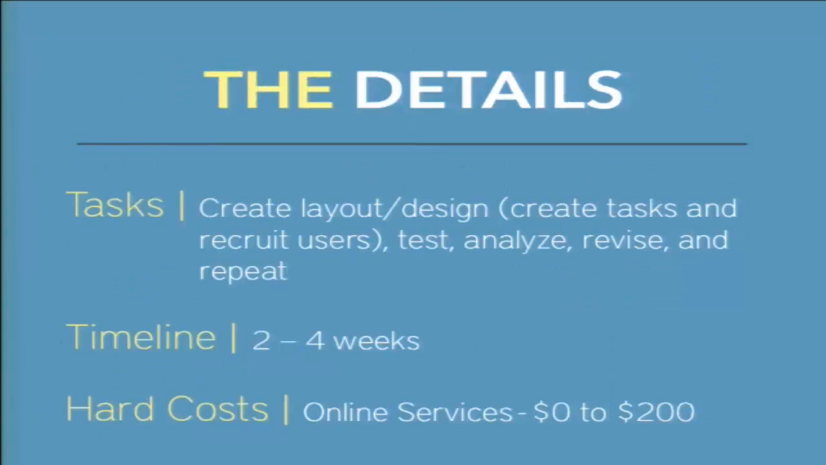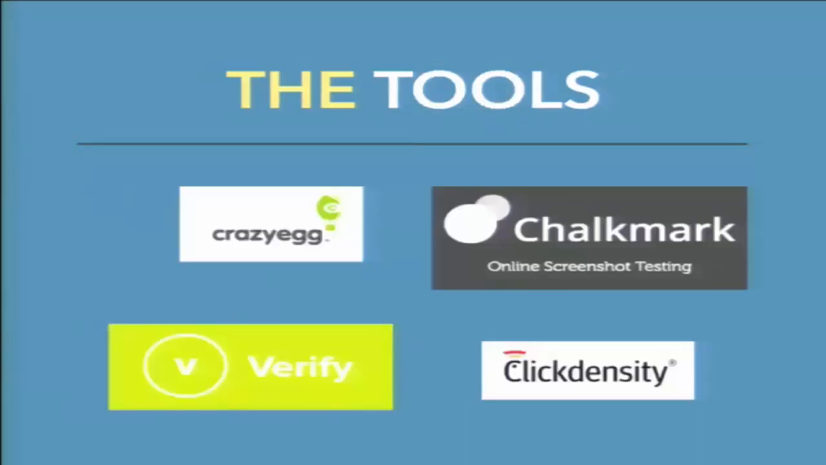So in this situation, you probably already have a layout design, and you just need to get it up in the system and test. This is often something we just put up once and we don't iterate on unless there's a big problem. So the timeline isn't as long. And again, similar pricing, $0 to $200. We've used both Chalkmark and Verify. We've liked them both. So if this is something of interest to you, I'd give it a whirl.